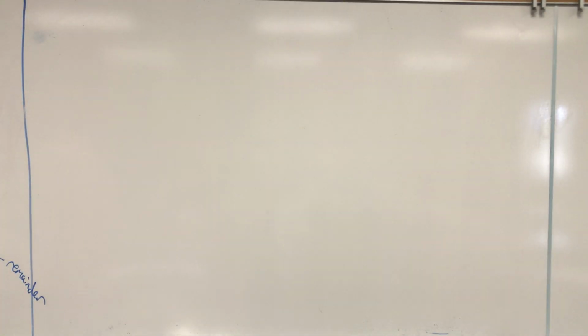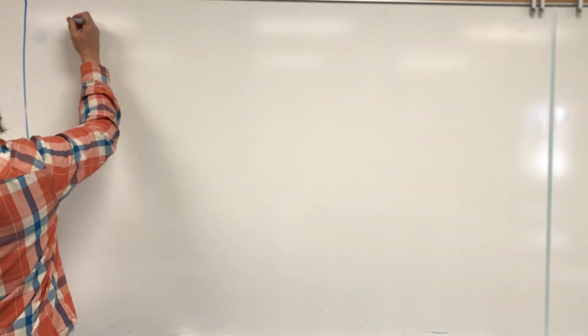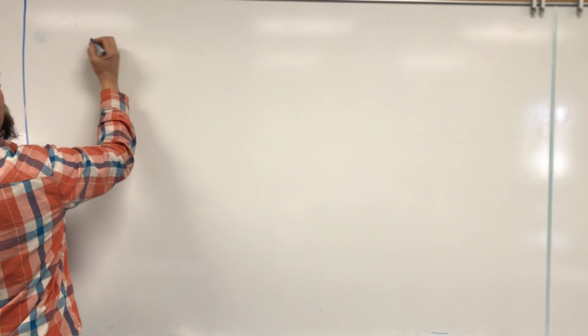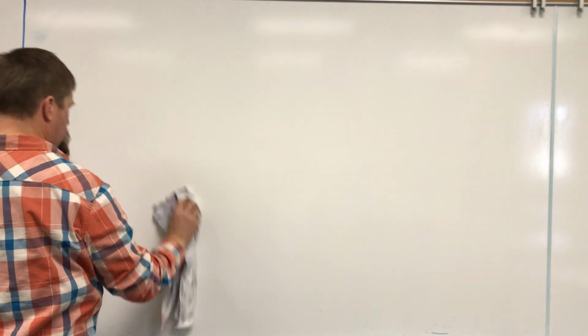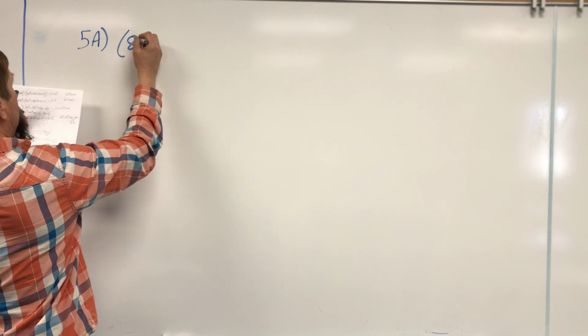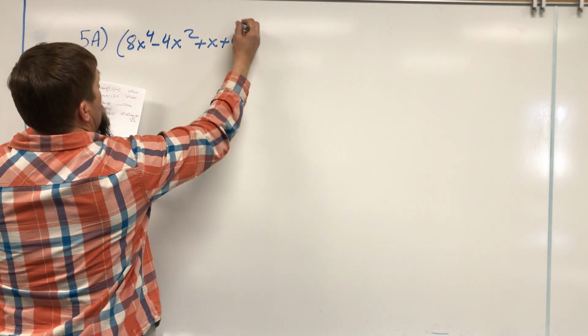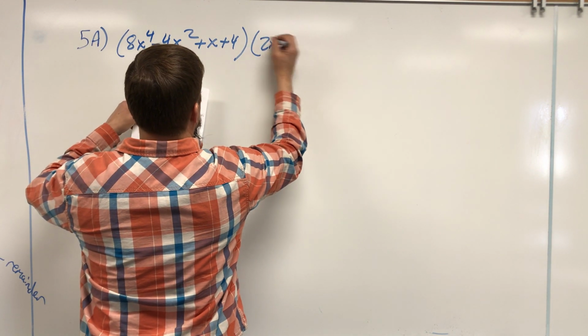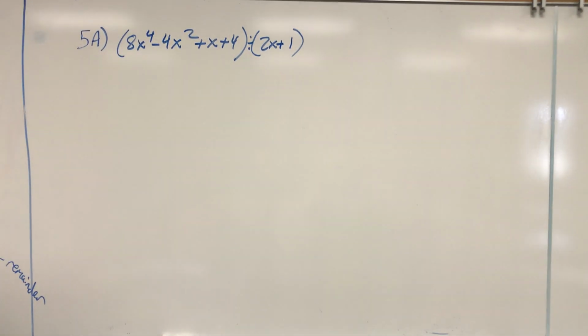Okay, so example 5 has... wait for it to dry a little bit here. 8x to the 4th minus 4x squared plus x plus 4 divided by, this time, 2x plus 1. Okay, so this time it's not in x minus r form. So there is a little bit of a trick to that.